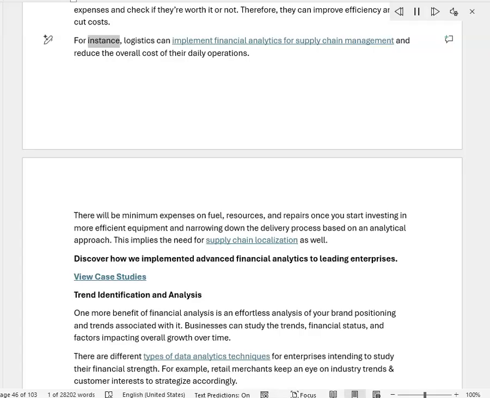For instance, logistics can implement financial analytics for supply chain management and reduce the overall cost of their daily operations. There will be minimum expenses on fuel, resources, and repairs once you start investing in more efficient equipment and narrowing down the delivery process based on an analytical approach. This implies the need for supply chain localization as well.